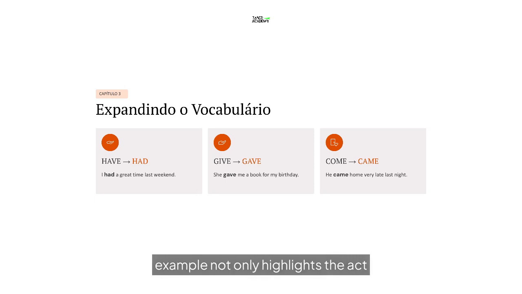This example not only highlights the act of giving, but also adds a personal touch to your storytelling. Sharing these experiences makes conversations more engaging and relatable. Now let's look at come, which becomes came. Picture someone returning home late at night and you might hear, he came home very late last night. This sentence gives context to someone's actions and can lead to interesting discussions about what they were doing.